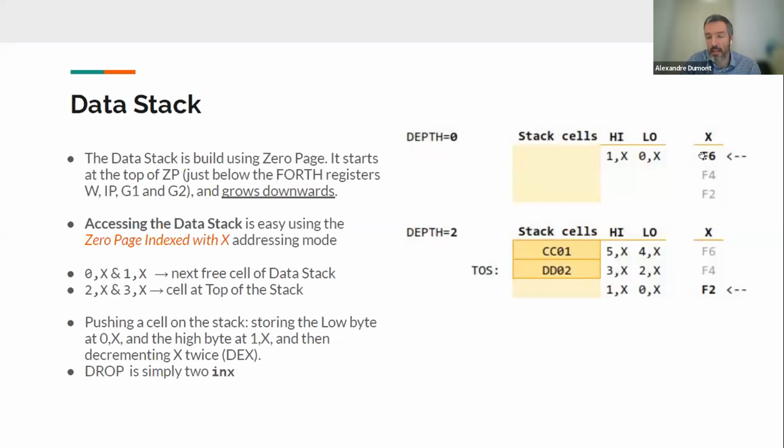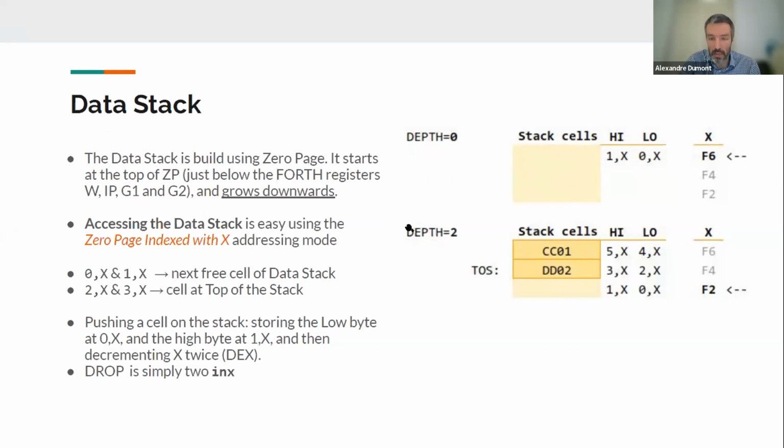Let's say X is F6, and if I want to put something in the stack, I will store something in address 0x. So that would be really 0x F6 and 1x. So that would be a low byte and a high byte.